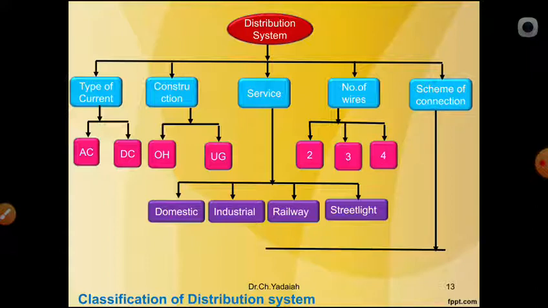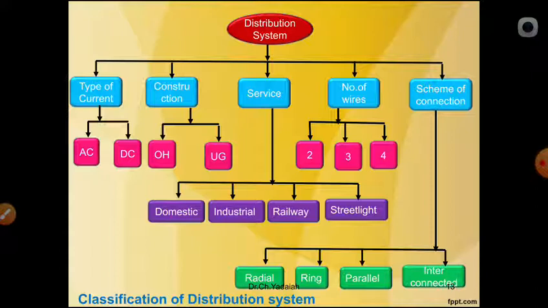Schemes are how you are going to lay the distribution lines in a thickly populated area. The first one is the radial, which radiates in only one direction. Next is the ring main system, which is connected in a ring. And the parallel, where the distribution lines run in parallel at the same time. Another is the interconnected system. These are some configurations of distribution lines in normal days.